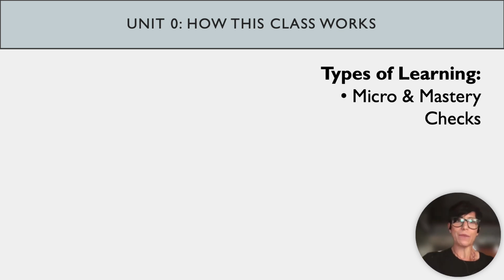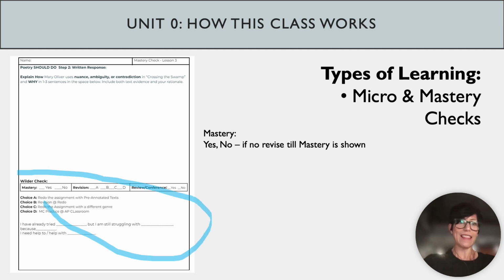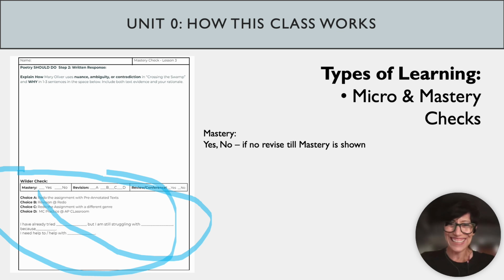And then also with those micro and mastery checks, they might be a bit longer. They might have like a poem that was up here. You need to explain how that's working. And then down here, and that was a really bad circle, down here in this area, this is where your mastery check will be. So yes, I believe you have mastered that content, or maybe it's a no. And then I am going to tell you there's these choices right here. So maybe your choice D is going to be best for you. So I'll check choice D.